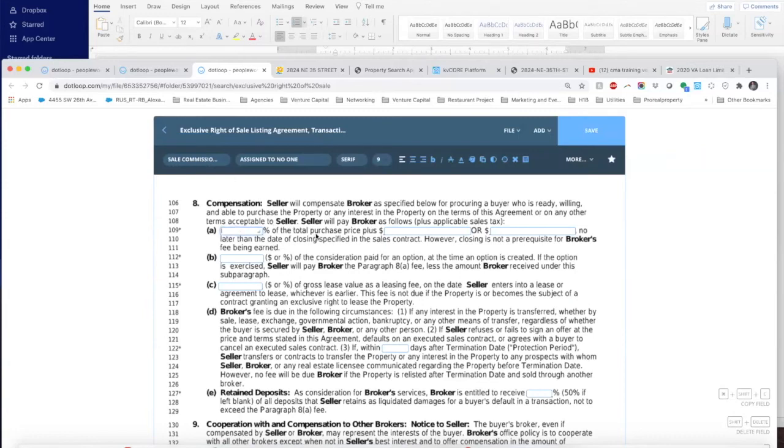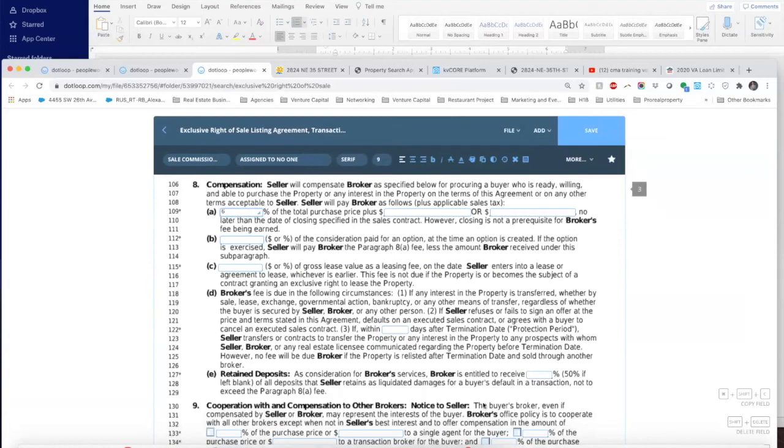So total of the purchase price, 6%. Then this is consideration paid for option. We leave it blank. It's an option to sell. This is very rare. It's basically an option to sell, and you will get some fee from it. And usually we charge 6% total. And if it comes from another broker, this will be in this point, and we'll move to this paragraph shortly.